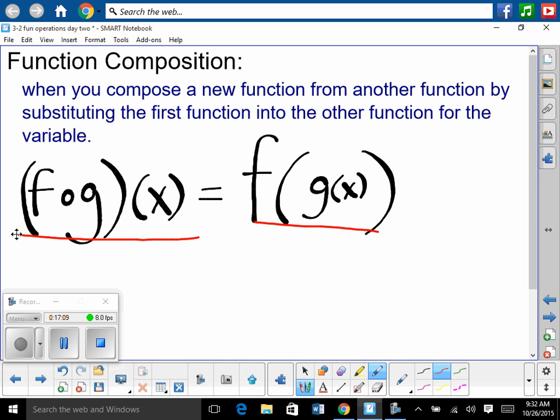Then I grab it and smush it back in with the f, and that's f of g of x. Does everybody see the little trick? We'll practice that a couple times.